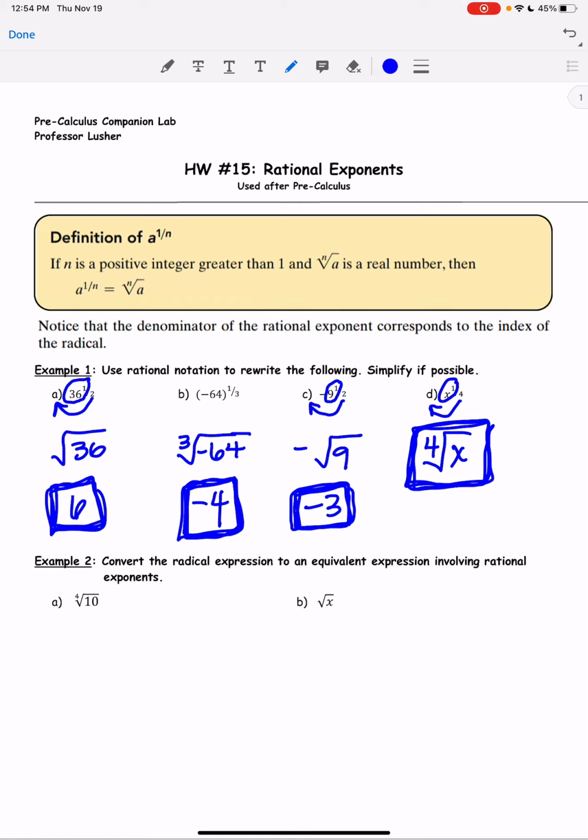So now we're going to do the same thing on example 2, but we're going to go backwards. We're going to start here and go to here. So example 2 says convert the radical expression to equivalent expressions involving rational exponents. So this is the same as 10 to the first. That 1 is going to be the numerator, and then this index is the denominator of your exponent. So this becomes 10 to the 1/4.